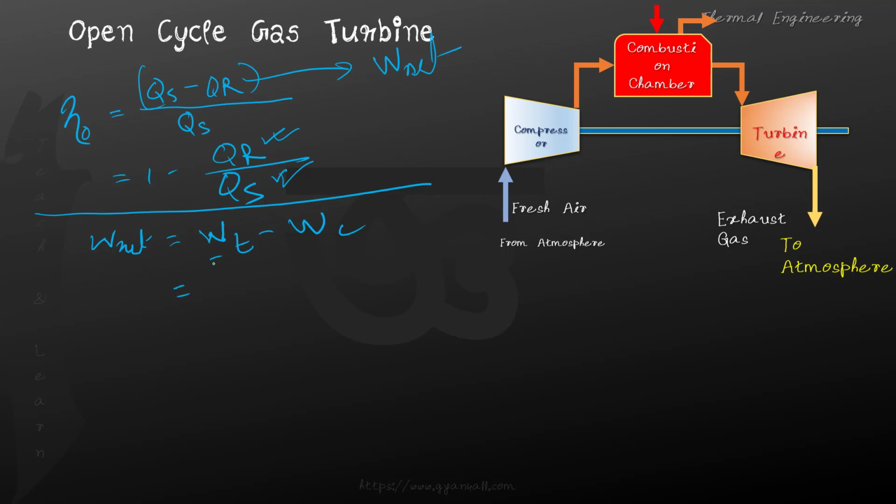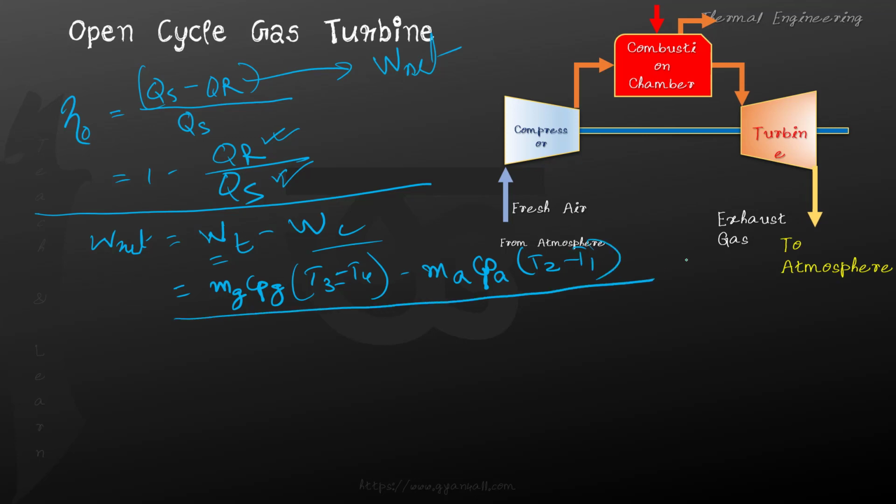That we can put the values. What is WT? MG CpG (T3 minus T4) minus what is WC? MA CPA (T2 minus T1). So W net is equal to MG CPG (T3 minus T4) minus (MA plus MF) CPG (T2 minus T1). And for heat supply, MG CPG (T3 minus T2).